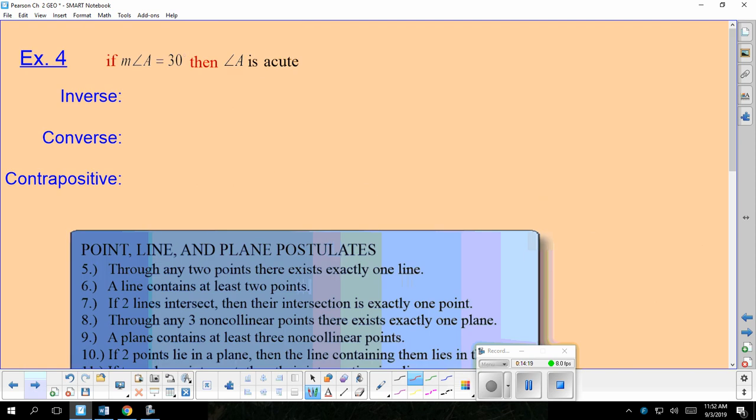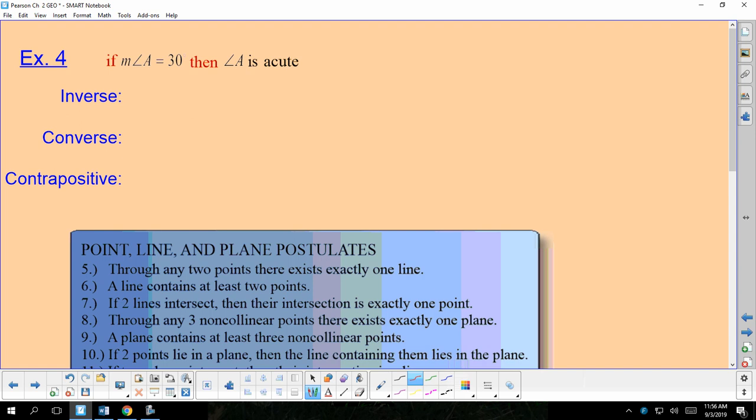All right, I want you to try this on your own. Come up with the inverse, converse, and contrapositive of that original conditional statement. For the inverse, we negate both the hypothesis and conclusion, put our nots in. The converse, we just flip the hypothesis and conclusion. And the contrapositive, we flip and negate. Take a few minutes to try that one out. Let's see how we did.